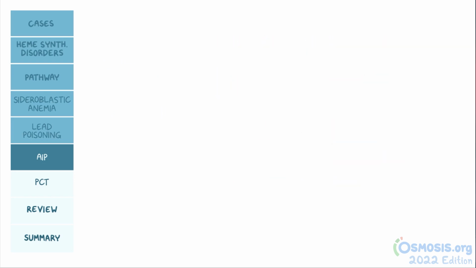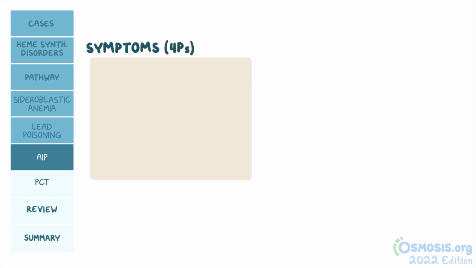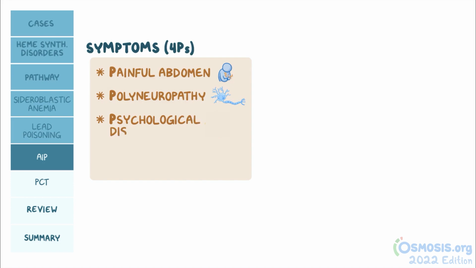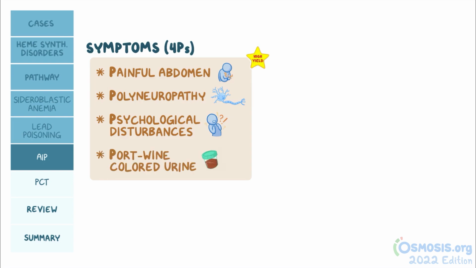Once triggered, acute intermittent porphyria presents as acute attacks of symptoms, which can be remembered as the 4 Ps for painful abdomen, polyneuropathy, psychological disturbances like disorientation and anxiety, and port wine-colored urine, caused by the excess porphobilinogen that ends up being excreted in the urine. That's because when porphobilinogen is exposed to sunlight and oxygen, it gets oxidized and turns to a reddish wine color.